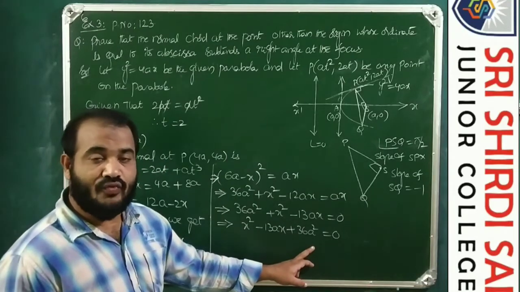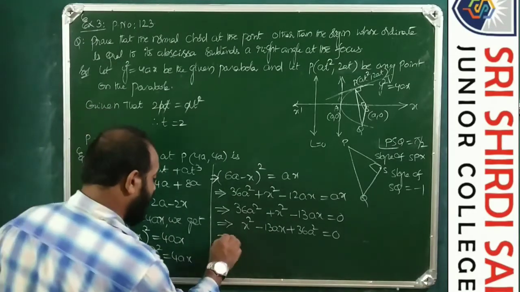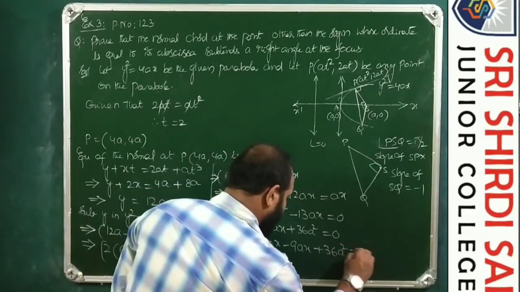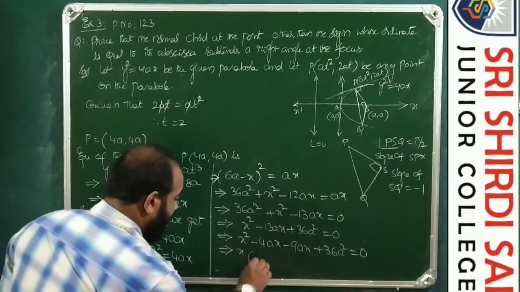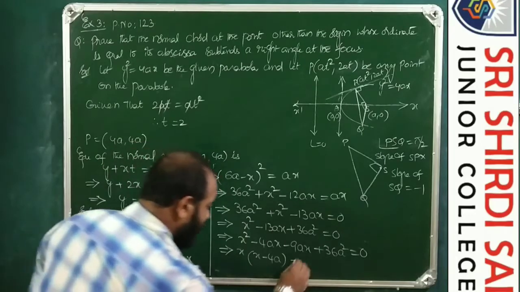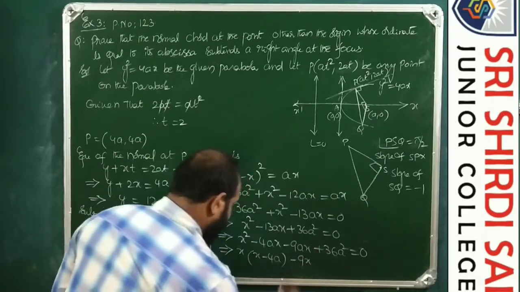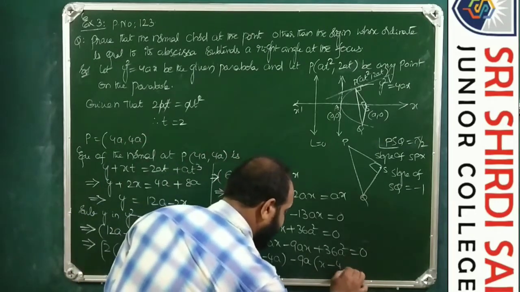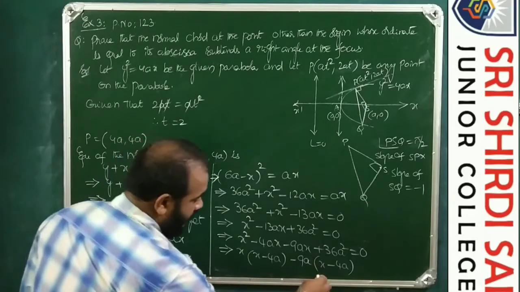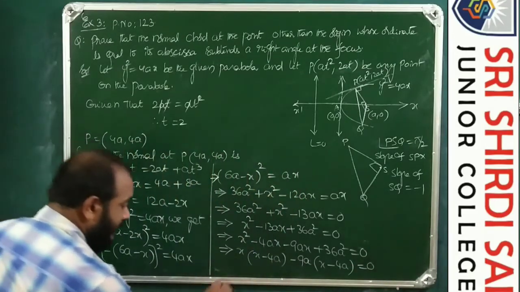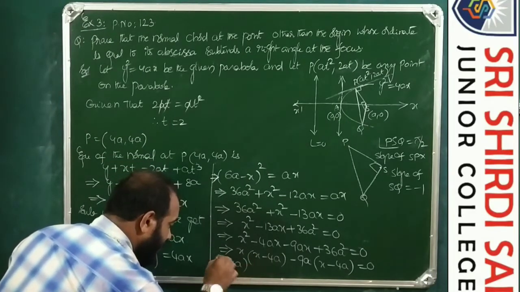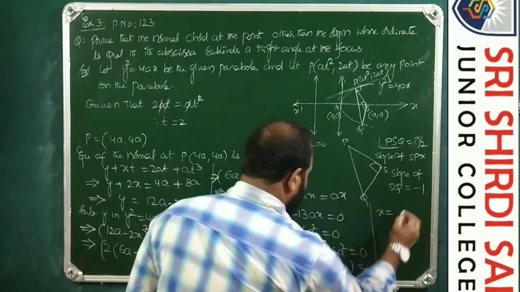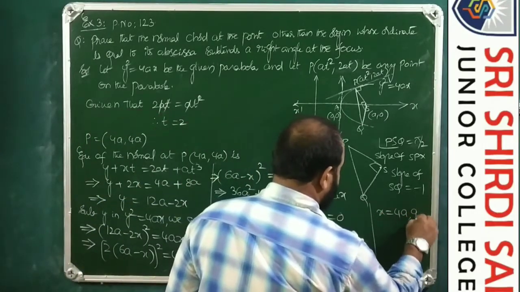For 36, 4 nines are 36, 4 and 9. Minus 4 minus 9 is minus 13. So this is x² minus 4ax minus 9ax plus 36a² equals 0. Take x in common, then this is x minus 4a. Take minus 9a in common, then this is x minus 4a. So this is (x minus 4a) into (x minus 9a) equals 0. From this, x is equal to 4a comma 9a.